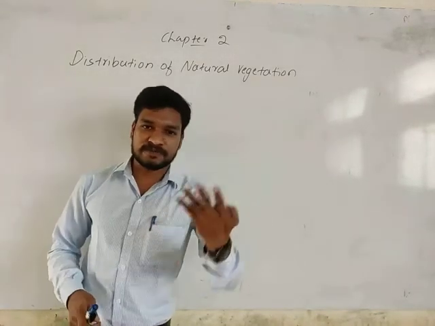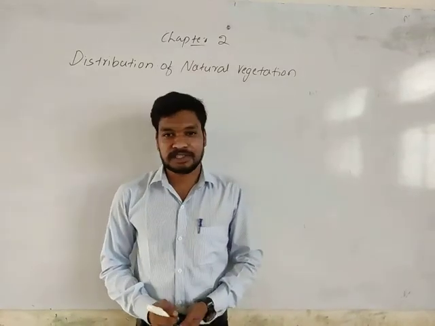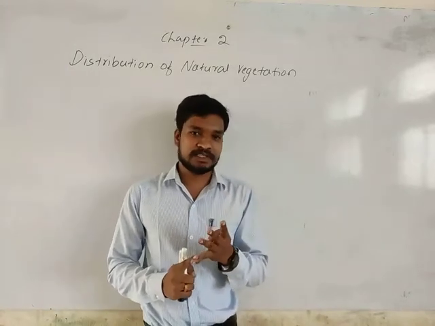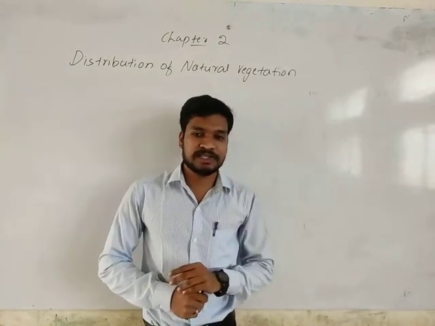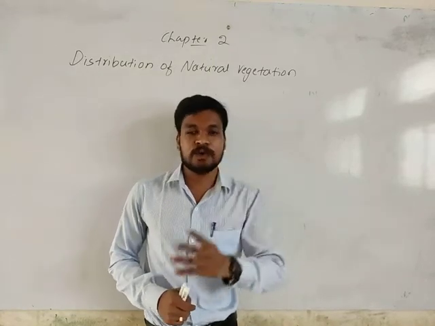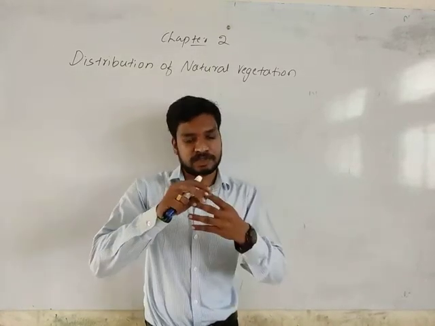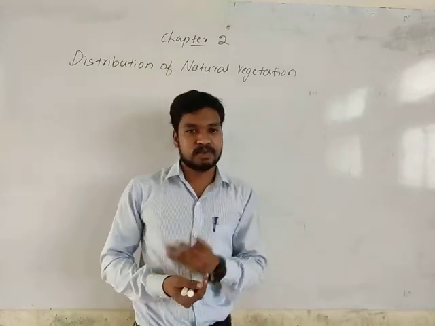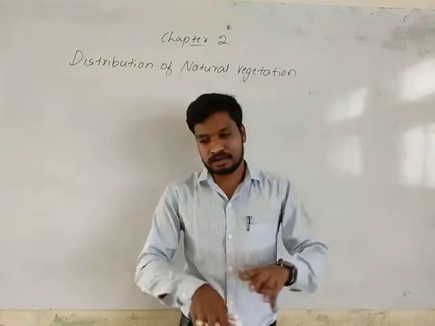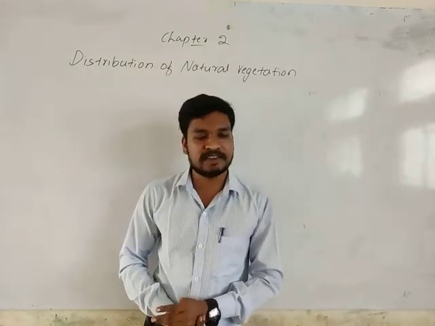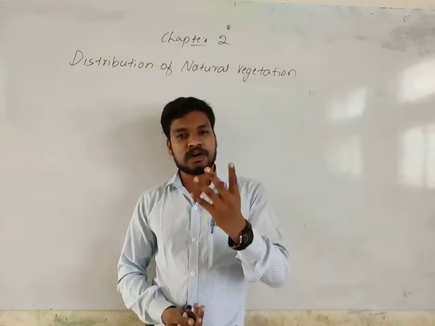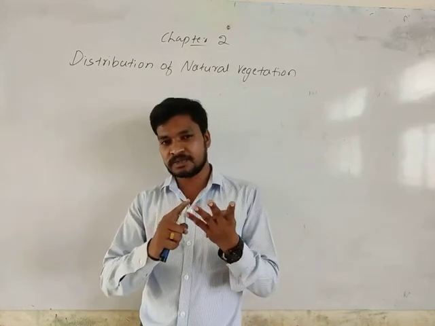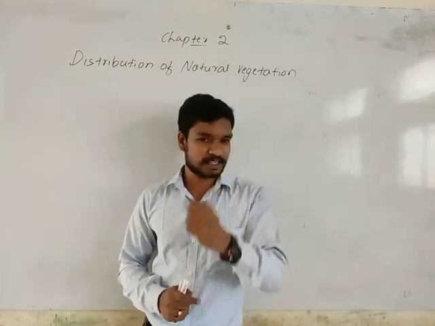Among these four distribution of natural vegetation, what are those? Forest, grassland, scrubs and tundra vegetations. Among these four, which type of natural vegetation covers more percent of land surface? Which has covered more on the surface of earth? Is that forest, grassland, scrubs or tundra vegetation? Yes, forest.